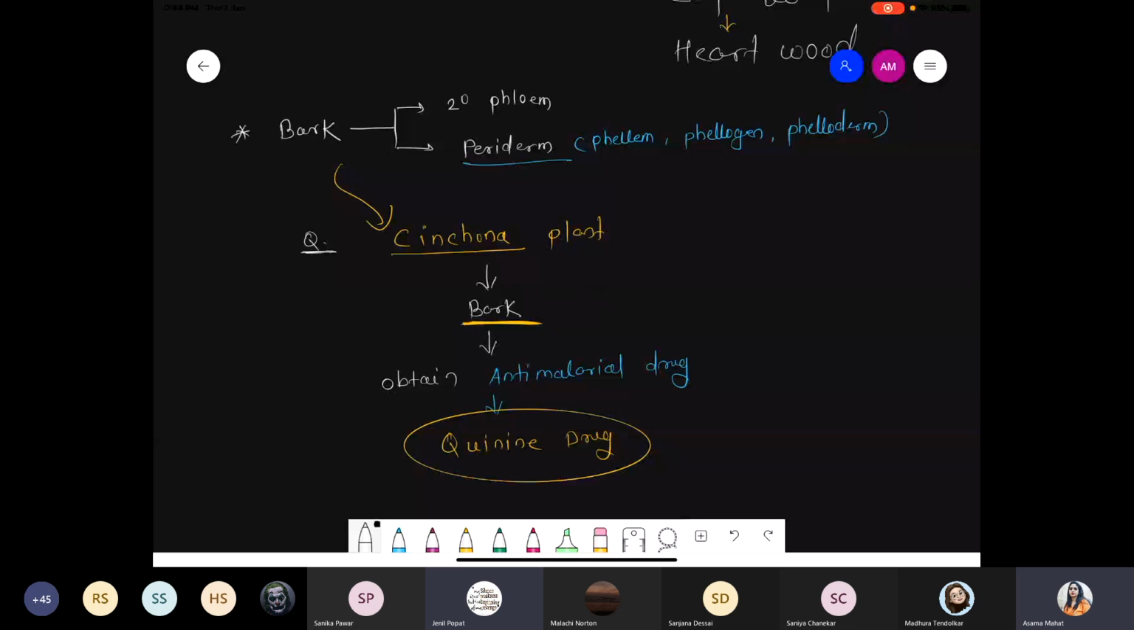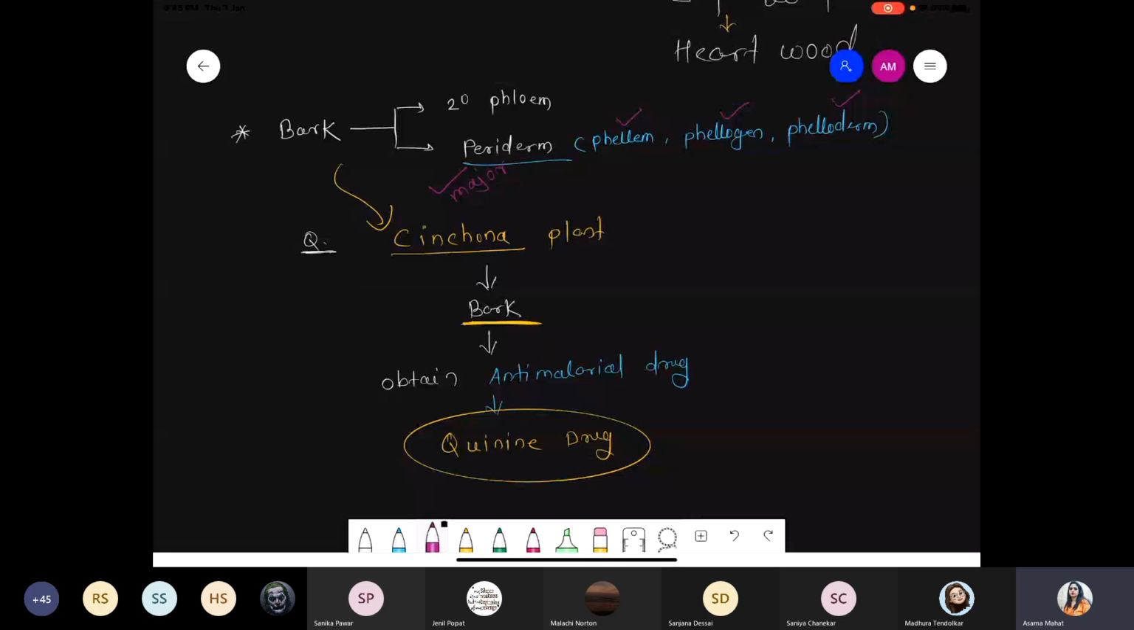Yes. Listen. Bark means what? You know very well, the plant has the bark. Bark means the outermost dead tissue, which can be easily removed, right? So bark is a technical term. Technical term means what? It consists of the secondary phloem, and you know very well, secondary phloem is obtained from the vascular cambium, right? Another major part we obtain in bark is the periderm, and the periderm is what? Cork cambium, cork cells, and the secondary cortex. So phellem is the cork cell, phellogen is the cork cambium, and the phelloderm is the secondary cortex.